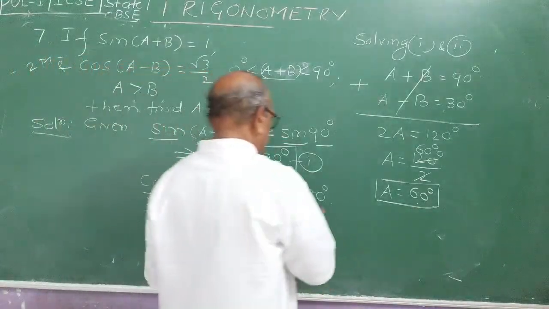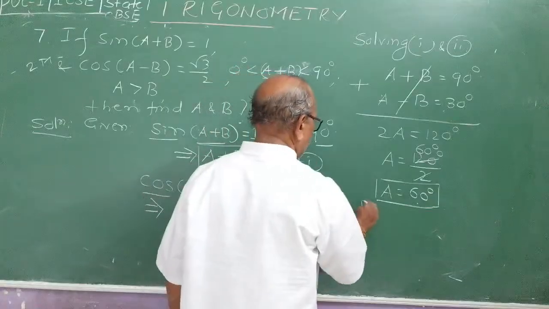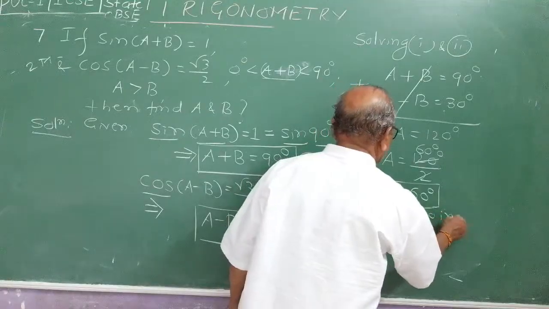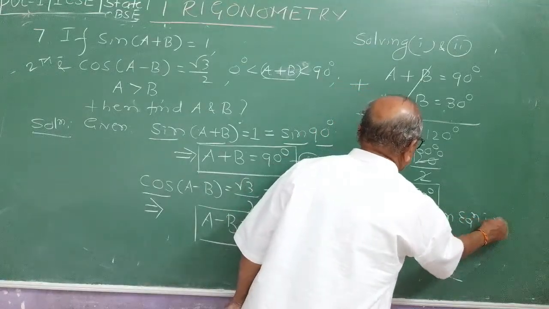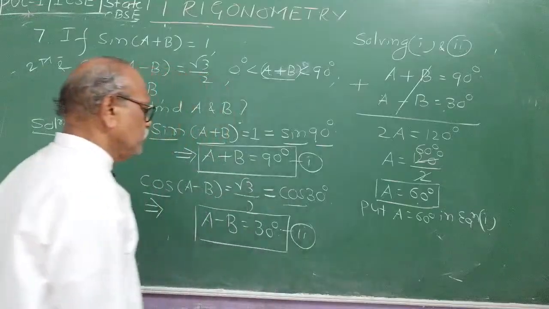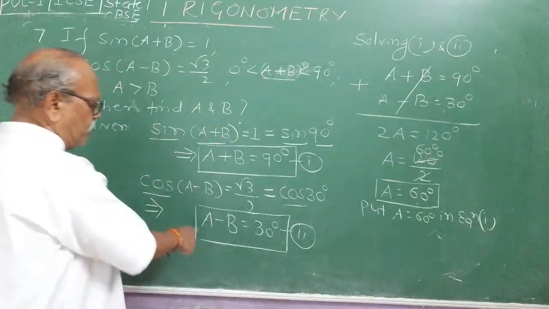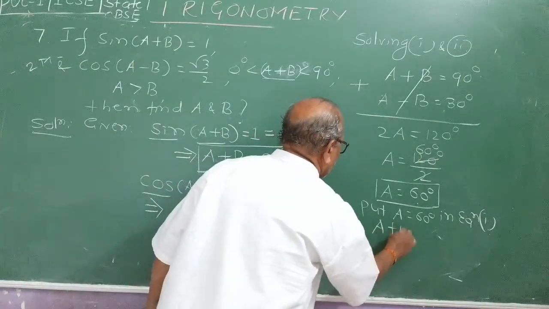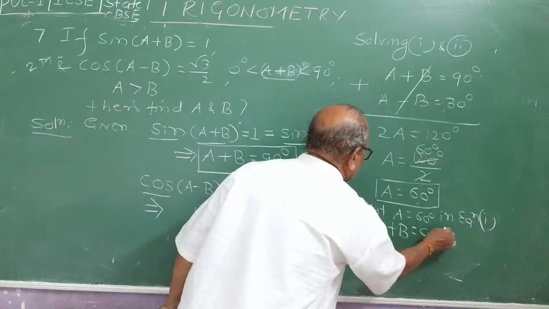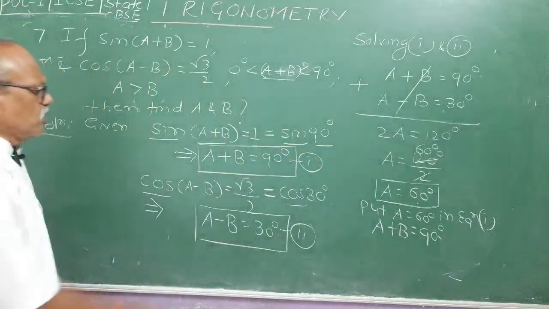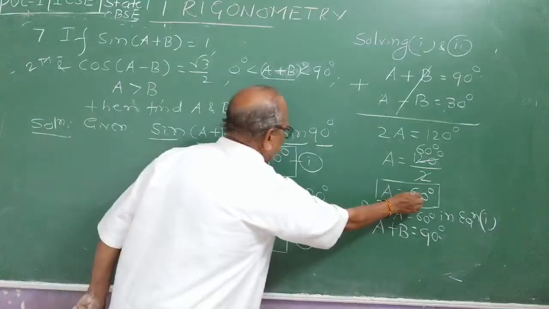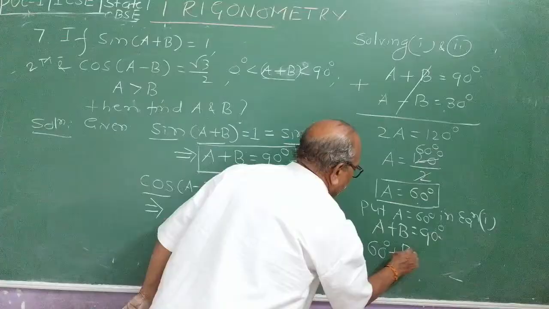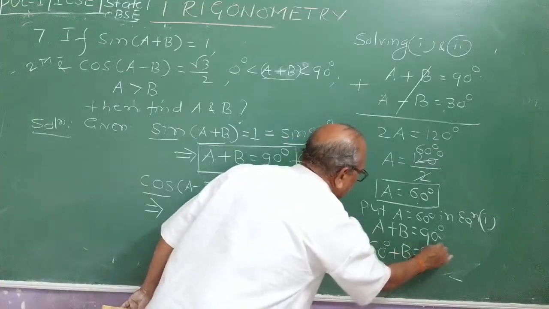Then, in the first equation, put the A value. Put A is equal to 60 degree in equation 1. You have equation 1 as A plus B is equal to 90 degree. Substitute the A value of 60 degree in equation 1. You will get 60 degree plus B is equal to 90 degree.